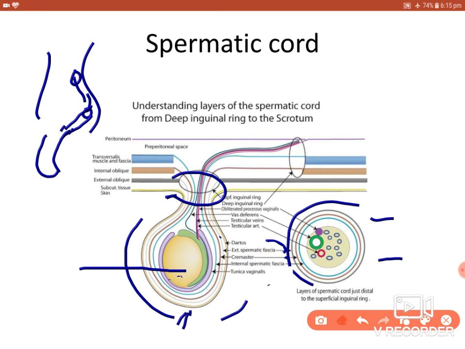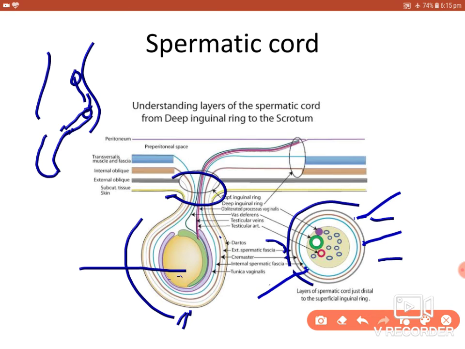Its coverings: here you can see this is the internal spermatic fascia. This blue color one is the internal spermatic fascia, derived from the fascia transversalis. This brown color is the cremaster muscle and fascia, derived from the internal oblique and transverse abdominis muscle. Then this is the external spermatic fascia, the gray color, derived from the external oblique muscle. These are the muscles of the anterior abdominal wall.